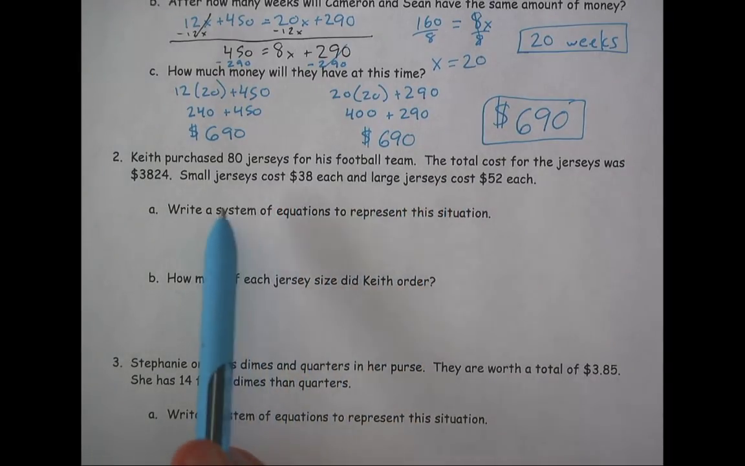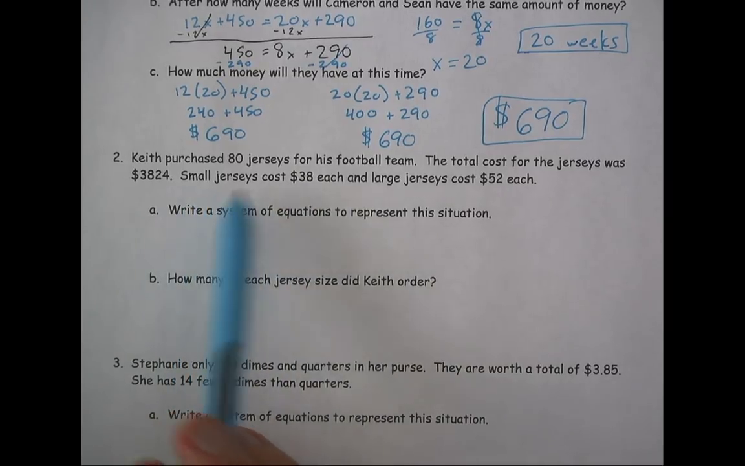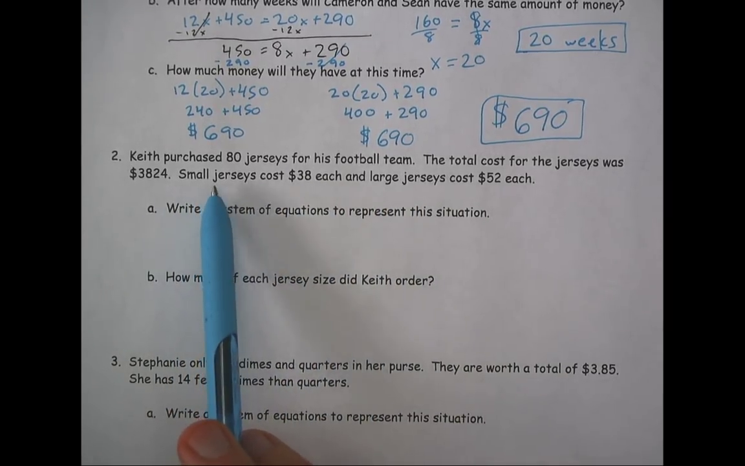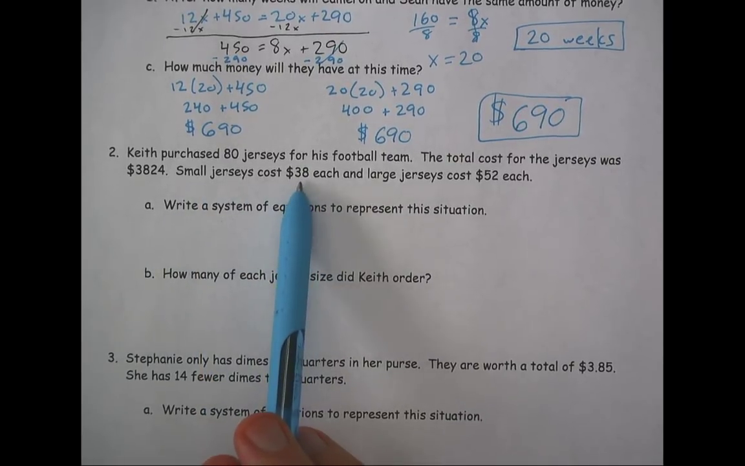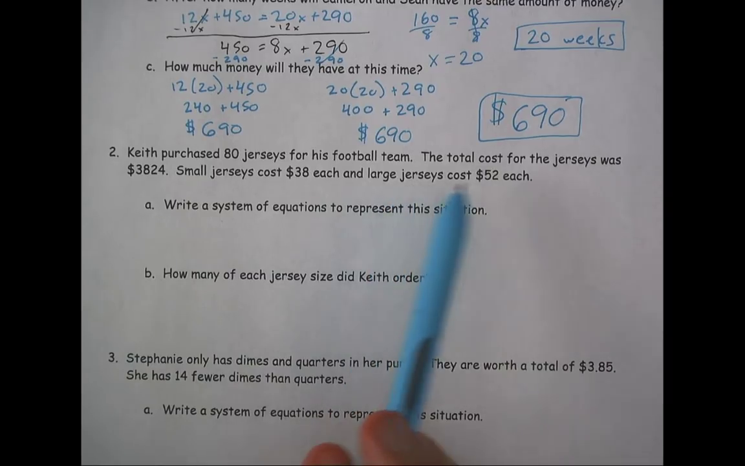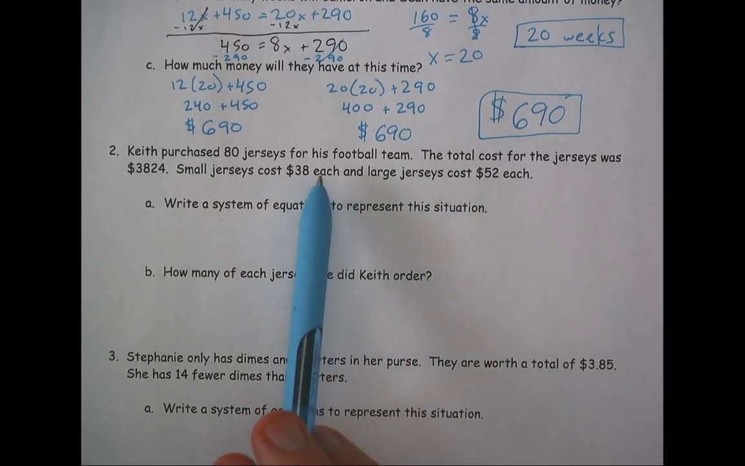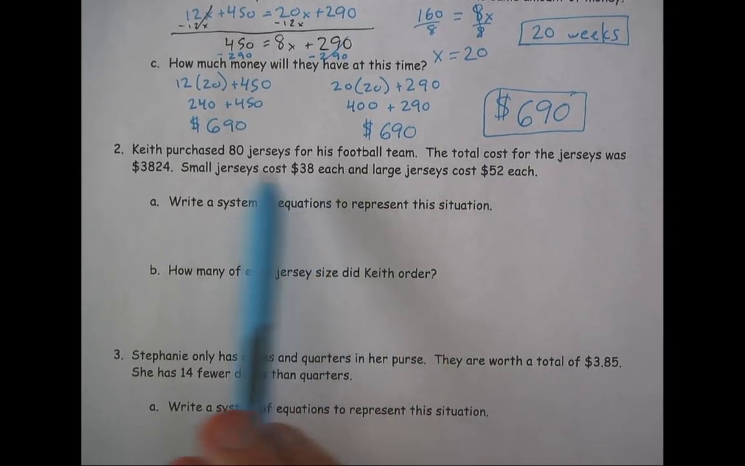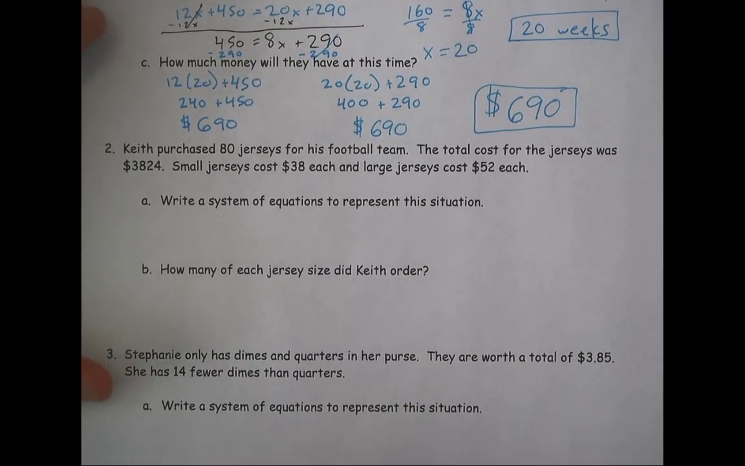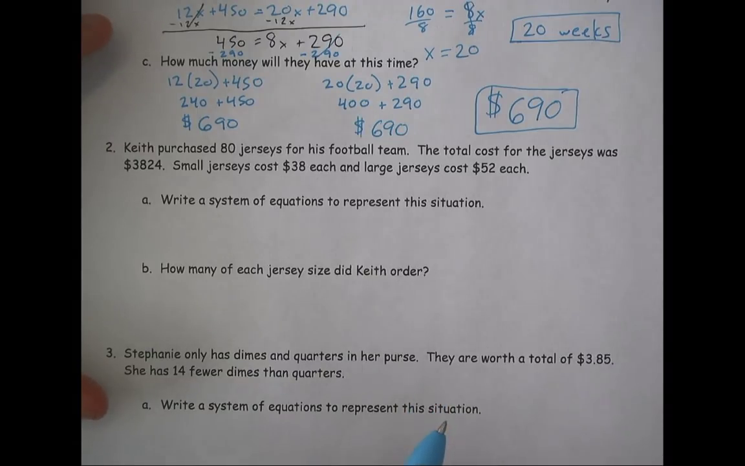Think about what we don't know. We don't know how many small jerseys. We don't know how many large jerseys. We know how much they cost. So if I knew the number of small jerseys, I would times it by 38 to get the cost. And if I knew the number of large jerseys, I'd multiply by 52 to get the cost. And if I added those two together, I would get this total amount of money. Okay, so we're going to start with that as our first equation. We got to write two equations out of this, but that's going to be our first one.